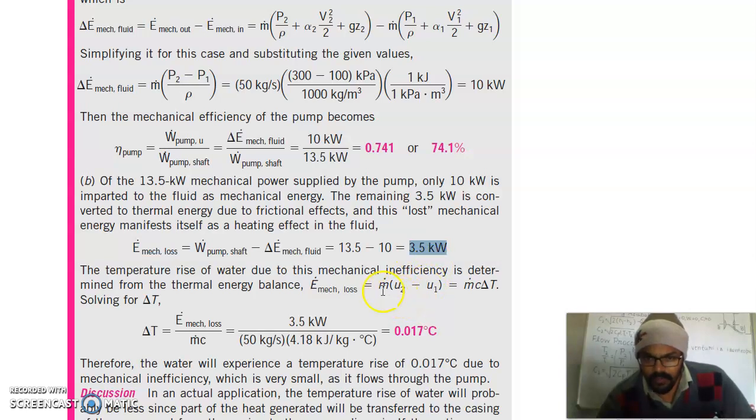So we can equate this, that is m (u2 minus u1) is equal to m c delta T. When you equate this term with this term, mass flow rate is given, C, the specific heat of water, is given, delta T is equal to 0.070 degrees Celsius. It means this 3.5 kilowatt power is converted into a rise in temperature of the water. Therefore the water will experience a temperature rise of 0.070 degrees Celsius due to mechanical inefficiency.